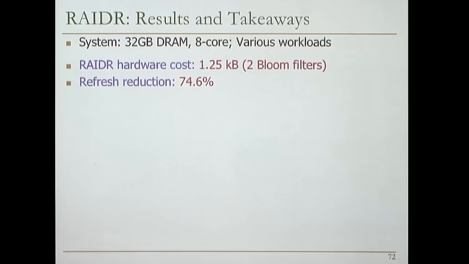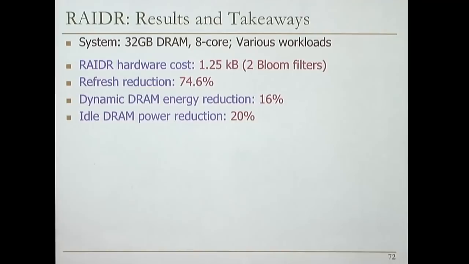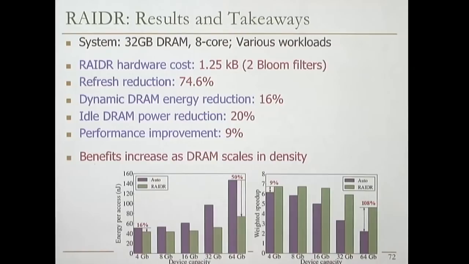But we figure out that the refresh reduction is 74.6%. And this leads to a dynamic DRAM energy reduction of 16%, because you're not issuing refreshes dynamically when you're running. And when the DRAM is idle, when you're not doing anything in the system, that also leads to a power reduction of 20%. And the performance improvement on the evaluated workloads is about 9%. It sounds like a no-brainer, right? You're improving everything with some little hardware cost.